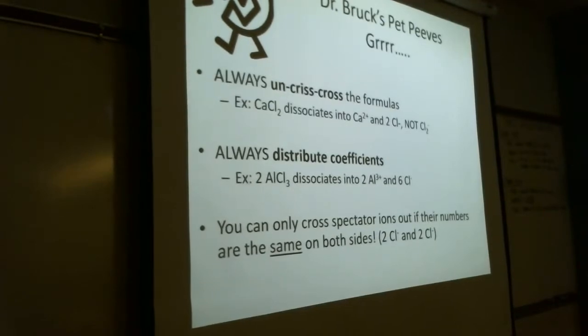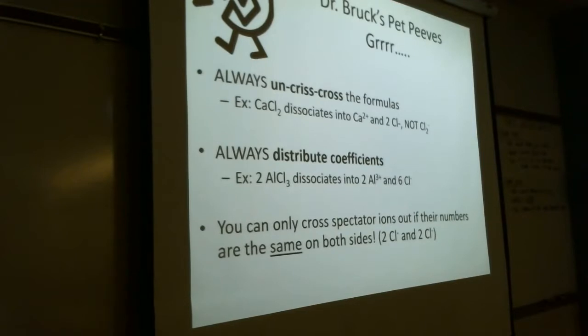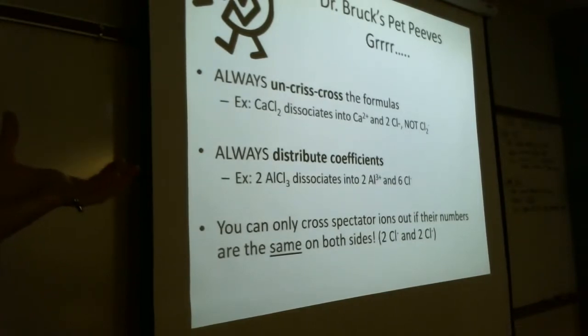And then again, their coefficients should match on your spectators. If you have spectator ions, they should match. So if the coefficient's 5 on one side and 1 on the other side, go double check your complete ionic equation and how you got that. You have some kind of self-checks just built in, which is good.